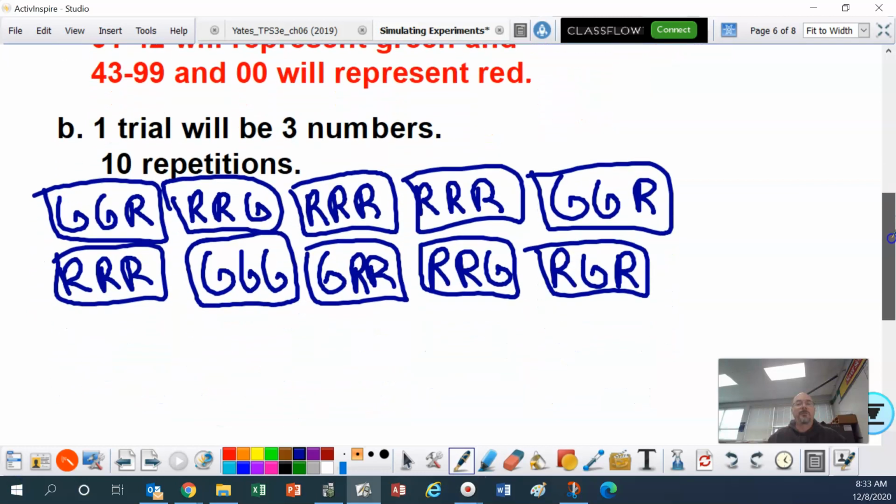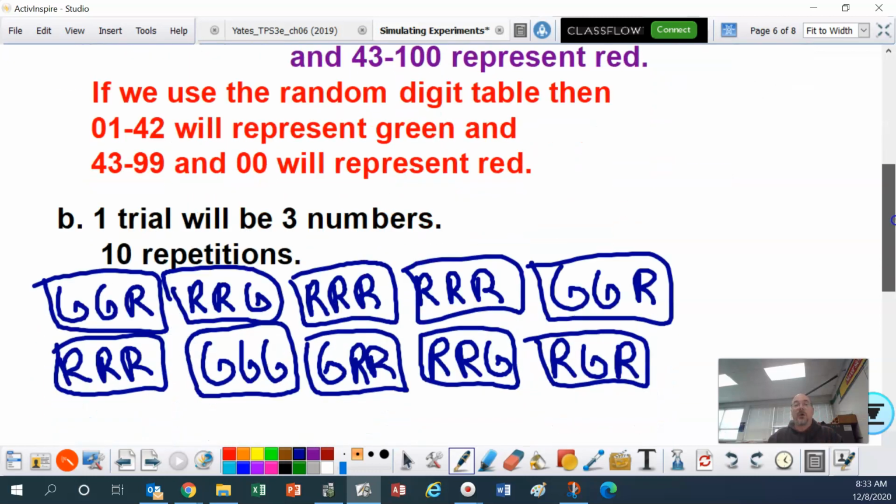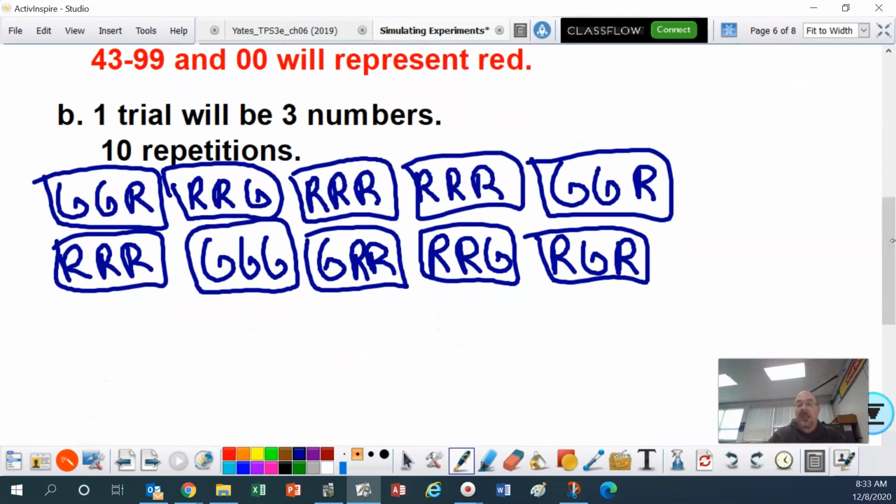Okay, so according to that simulation, I came up with 1. So the question is, all of them are green. So in those 10, I came up with 1 out of 10, or 10%. So according to that simulation, 10% of the time, all of them are green.